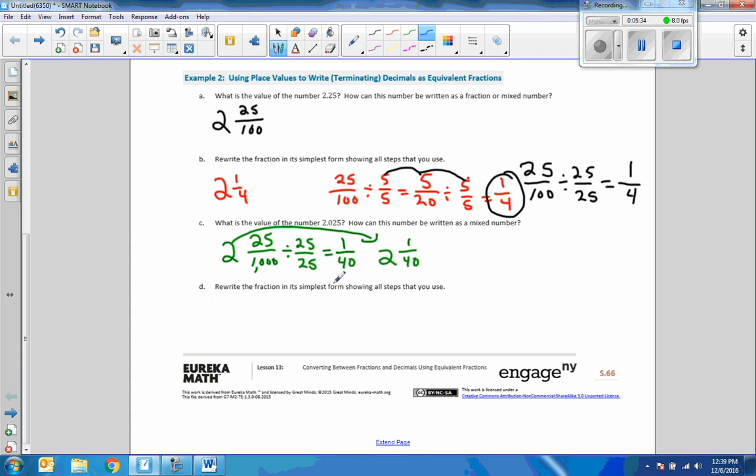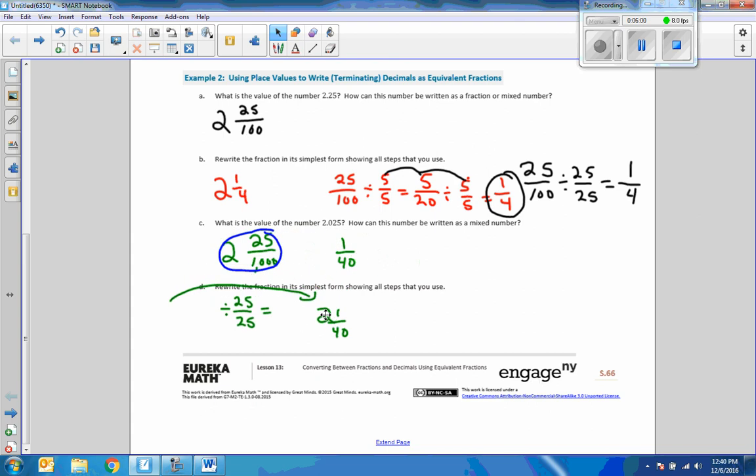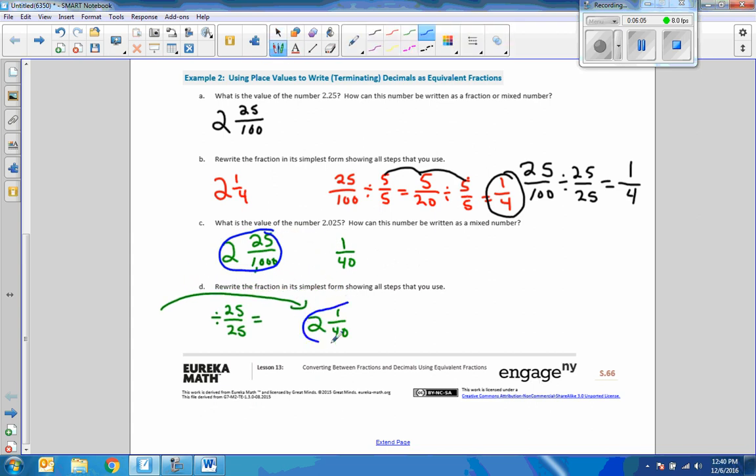D. Rewrite the fraction in its simplest form, showing all steps that you used. Okay, so I've already done that. So this is the answer to C. And what I should do is just move this down here. Okay, so we're going to get 2. 140 is reduced to 2 and 25 one thousandths. Okay?